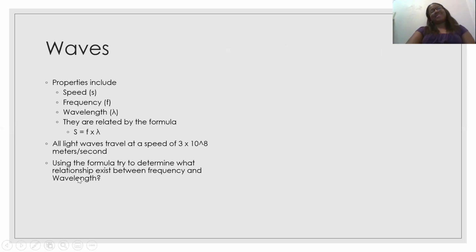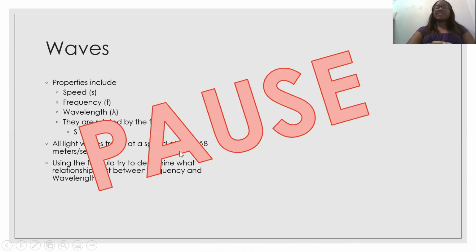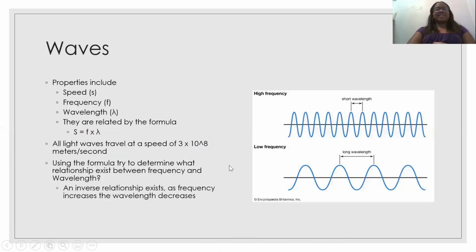calculate it out. Using the formula, though, I want you all to try to determine what the relationship is between frequency and wavelength. You can go ahead and pause to figure that out for a second. All right, now that you guys had time to think, the relationship that exists is an inverse relationship. Frequency increases as the wavelength decreases.